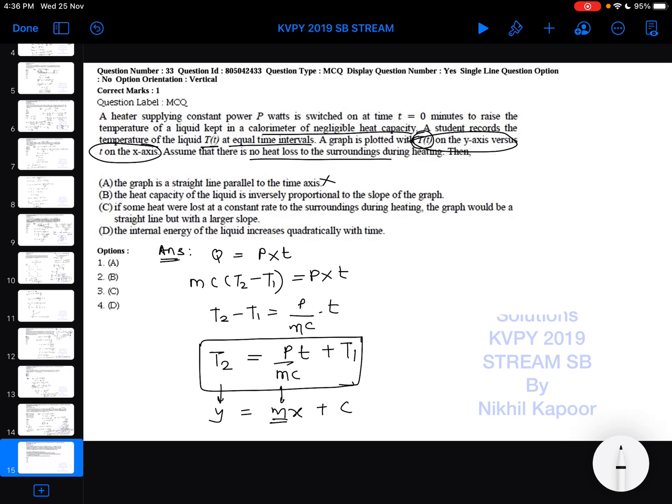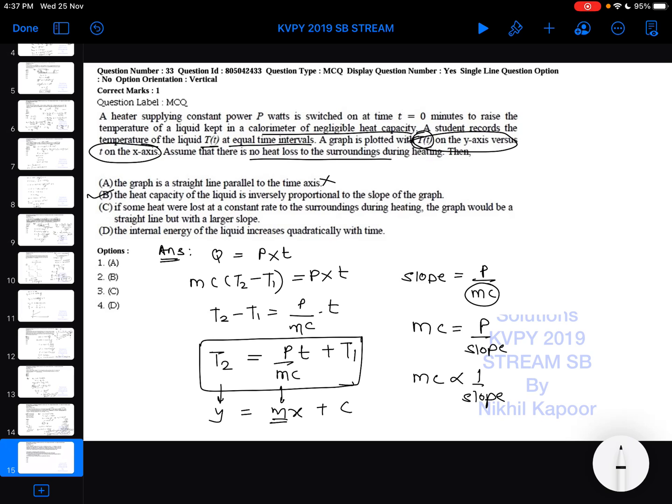The heat capacity of the liquid is inversely proportional to the slope of the graph. So here you can see that the slope of the graph is P upon mc, while mass into specific heat is nothing but heat capacity. So heat capacity will be equal to power upon slope, which is clear that it is inversely proportional to the slope of the graph. So B is the right choice here.